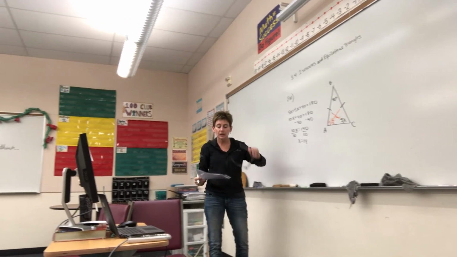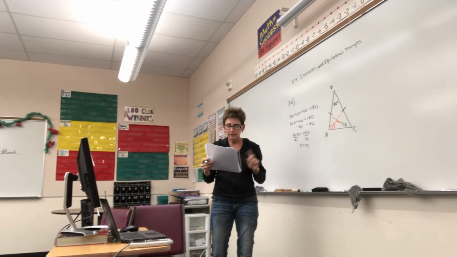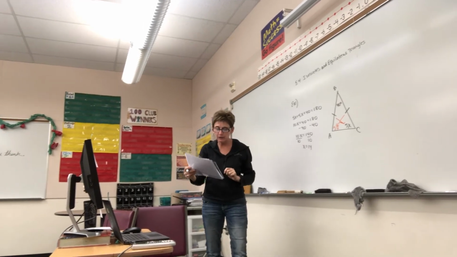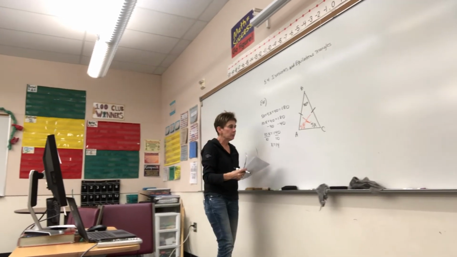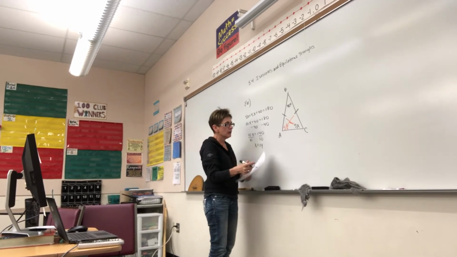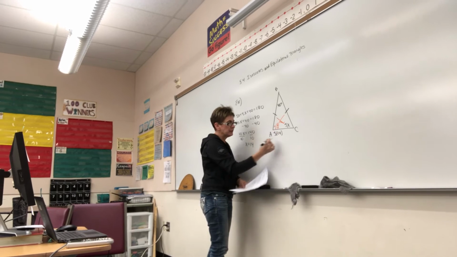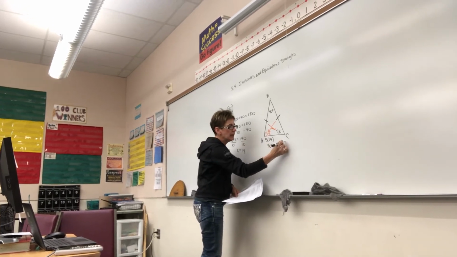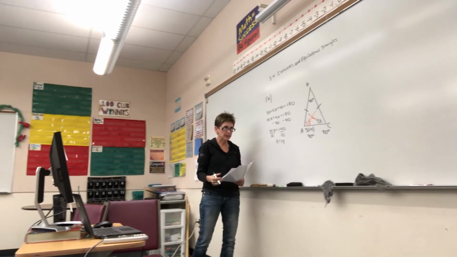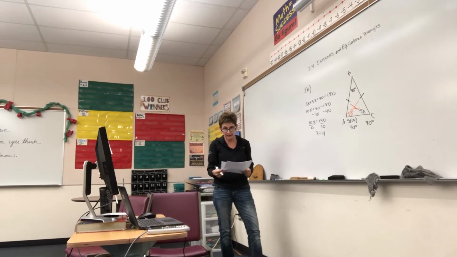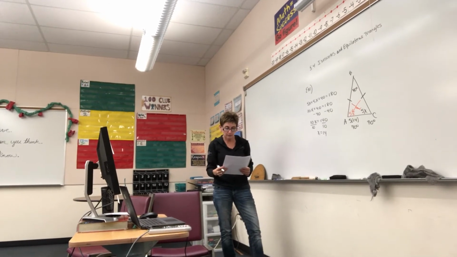Now notice we're not done, because it said find the value of x and the measures of angle A and C. So we do need to plug 14 back in here. When you take 5 times 14, you get 70 degrees. So the angles in the triangle would be 70, 70, and 40. So that would be an example of a word problem.